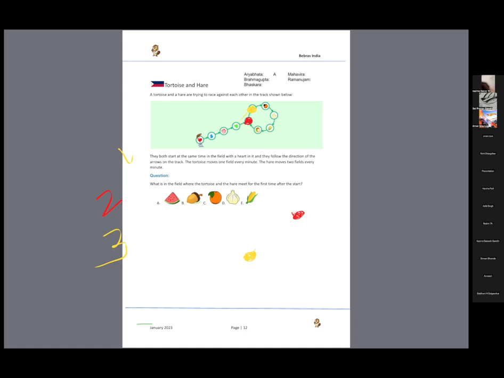Then the next minute, the tortoise goes to the orange tile, and the hare also moves two tiles forward till it reaches the orange tile. That's why the answer is C, orange. Is everybody understanding this? Yes, sir. If you have any doubts, you can say them, and I'll explain the answer again.